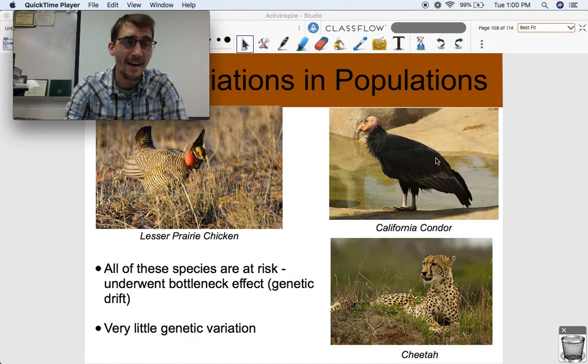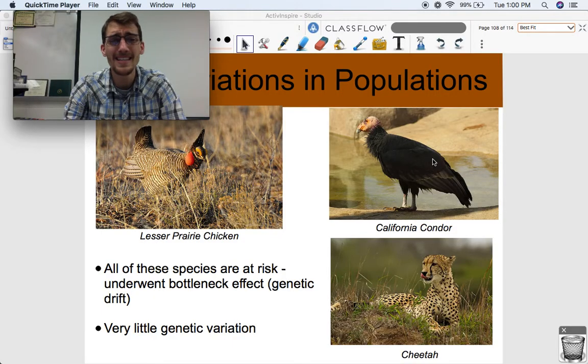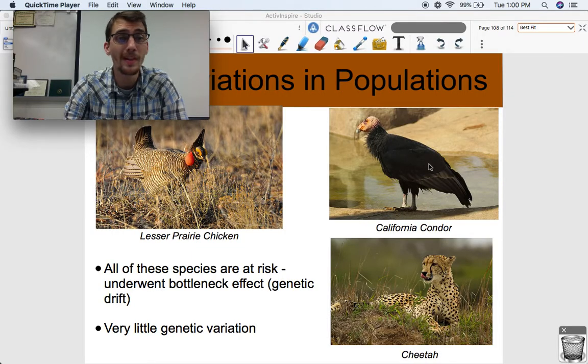The entire California condor population is descended from 14 survivors of the bottleneck. So they're very related to each other, and that means there's going to be very, very little genetic variation within these populations. If they're all related to one another, they all have the same genes, relatively speaking. And that's a problem. That is a huge problem.